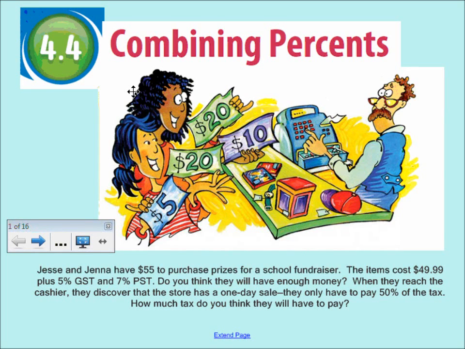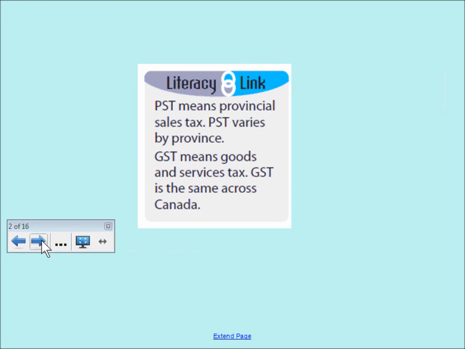This is 4.4 in Schweter's math class. So, combining percents. We're going to skip that first question. You can go back to it and answer it afterwards.